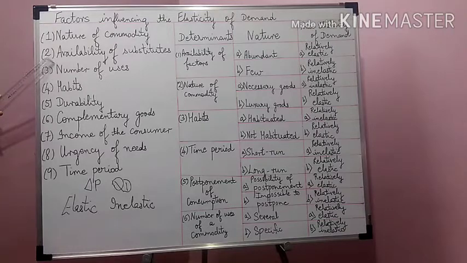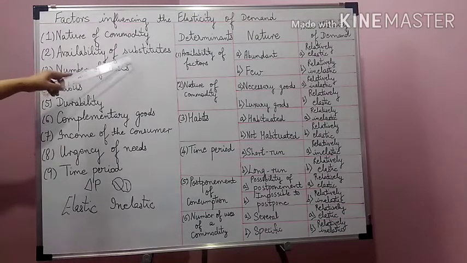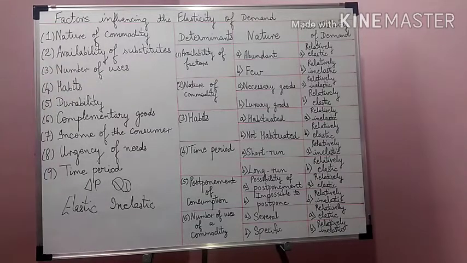Second factor which influences elasticity of demand is availability of substitutes. Demand for a commodity will be more elastic if its close substitutes are available in the market. For example, lemon juice, sugarcane juice, etc. But commodities having no close substitutes like salt, the demand will be inelastic.